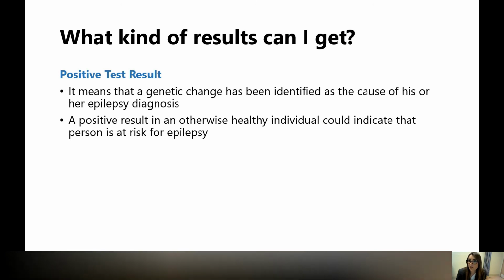And once I get a genetic result, what type of results can I actually get? So you can get a positive result, and that means that the genetic change that was found is actually the cause of your epilepsy. And a positive result in an otherwise healthy individual can indicate that that person has a risk of developing epilepsy, even though they don't have epilepsy yet. So that's what it would mean in a healthy person.